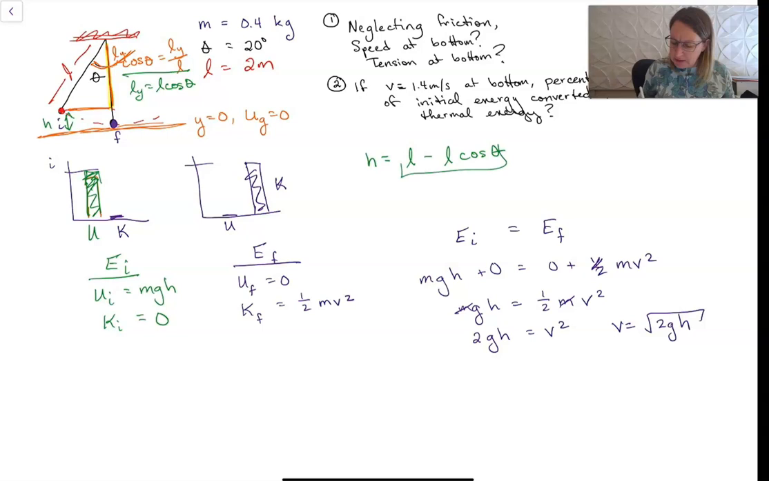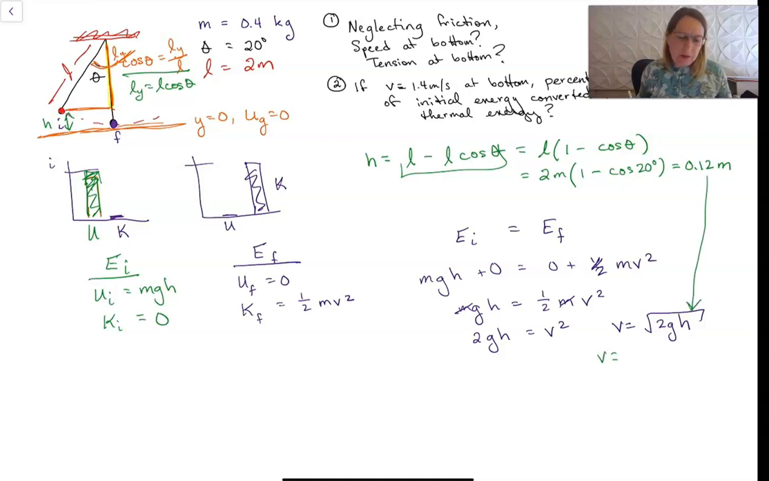So I can calculate my height, that would be L times 1 minus cosine theta, which for 2 meters, and 1 minus cosine of 20 degrees gives me a height of about 0.12 meters. I substitute that into there, and I get my speed to be 1.53 meters per second. So that answers the speed at the bottom. V is 1.53 meters per second.